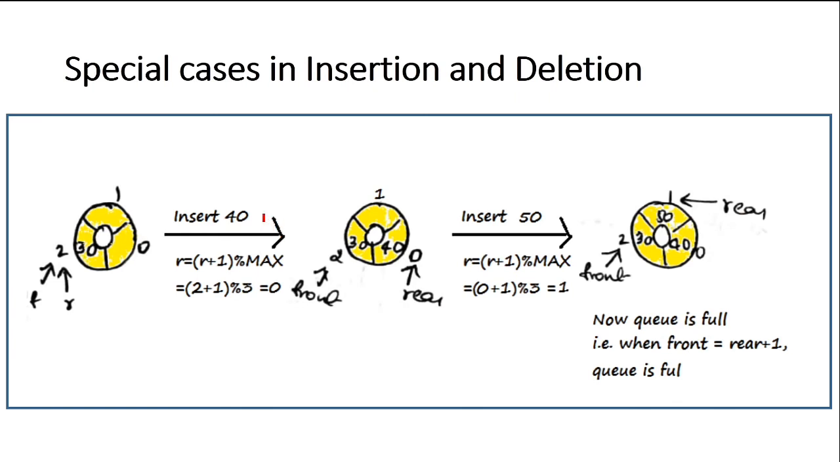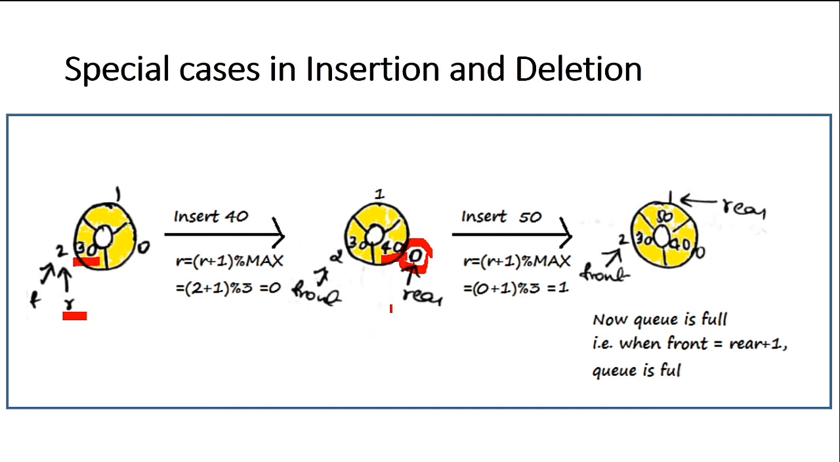Now what are the special cases in the insertion and deletion in the circular queue? So when you have the circular queue like this, if there is only one element in the queue, front and rear both are pointing to the same position. Now if I try to insert, what will happen? I will increment rear by 1. So rear is equal to 2 plus 1, 3 mod 3 is 0. So rear will point to the next particular element. So rear is pointing to 0 and you are going to insert the element now, right?